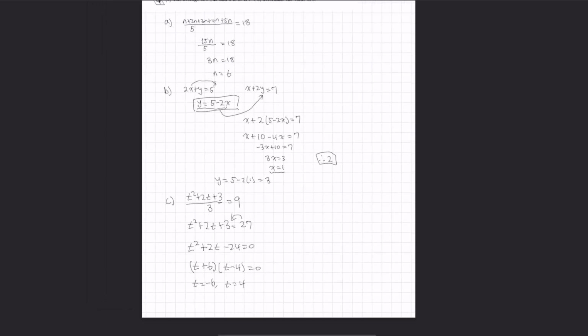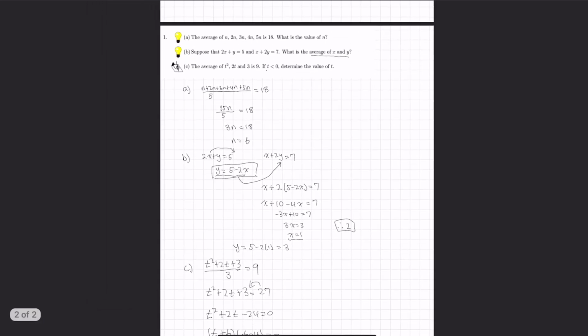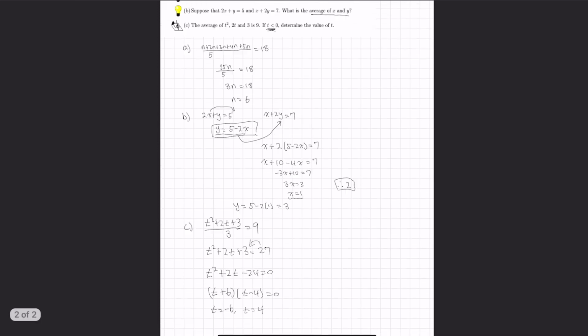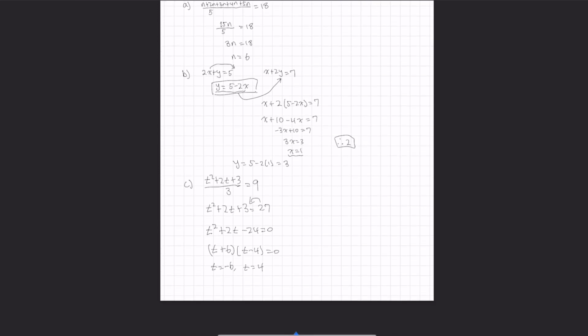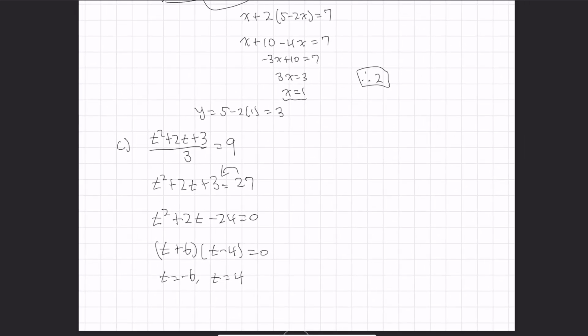But the question asks us for when t is less than 0. So the value of t has to be negative 6.